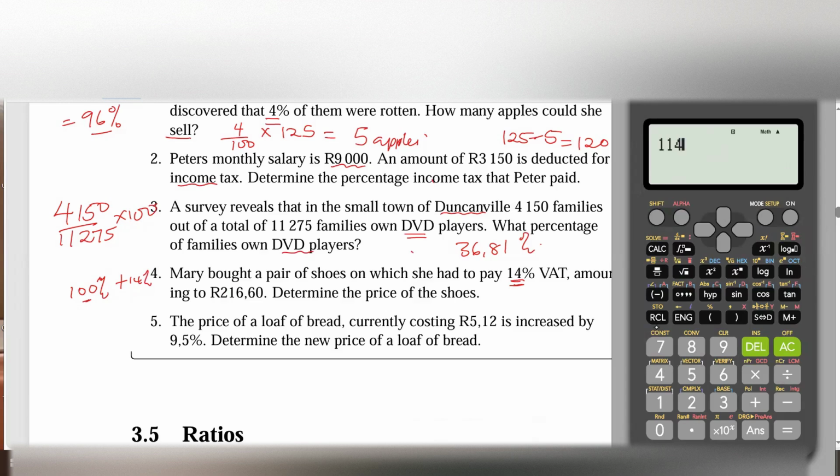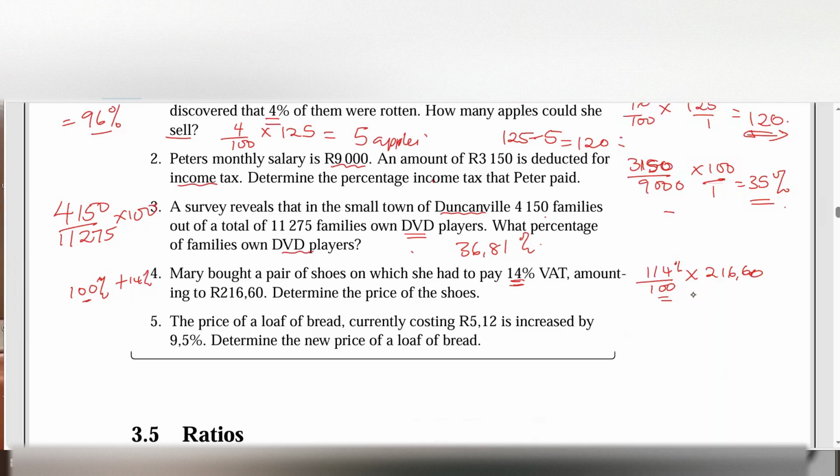Okay, so we need the VAT inclusive. So 114% multiplied by 216,6, we get 246,92. 246,92. So this is how much she's gonna pay in the shop.